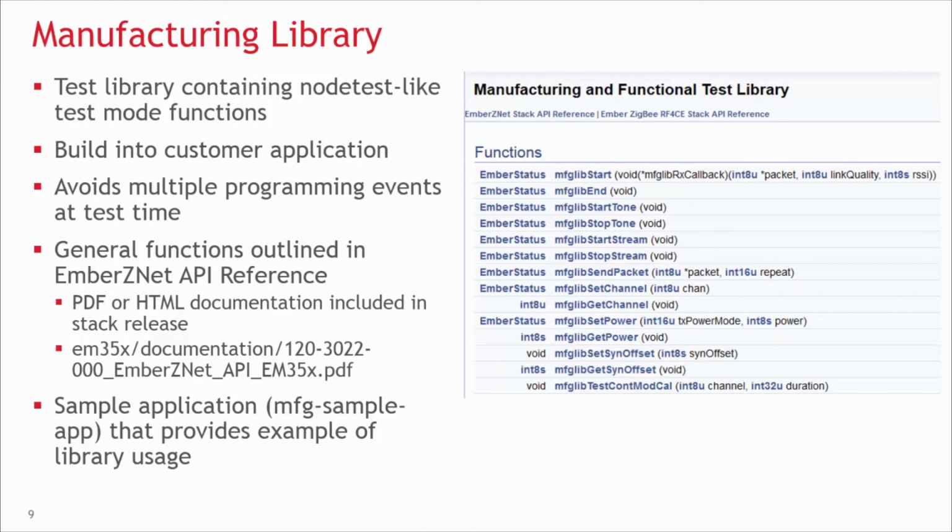This is a small library of less than 500 bytes that can be optionally included in the customer application. This is supported for both System-on-Chip, SoC, and Network Coprocessor, NCP, platforms. Using Manufacturing Library allows you to avoid multiple programming events at test time, as the library mode can be invoked from your application. The general functions are outlined in the Ember ZNet API reference, PDF, or HTML version, in the stack release as shown at the right.